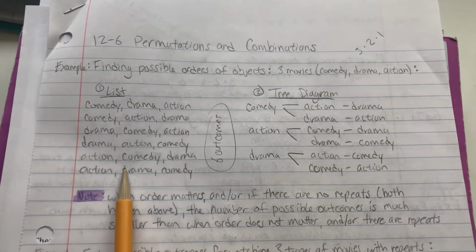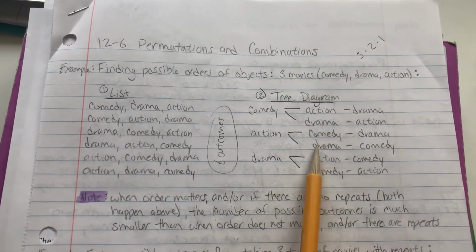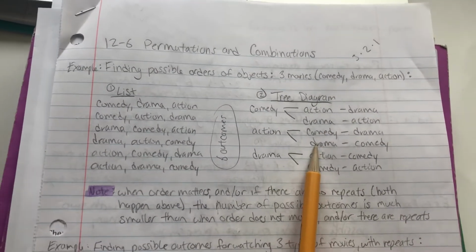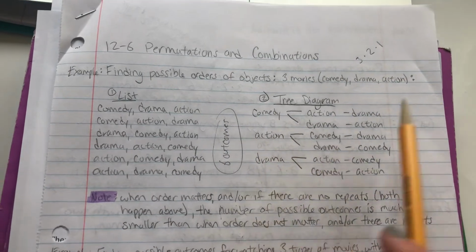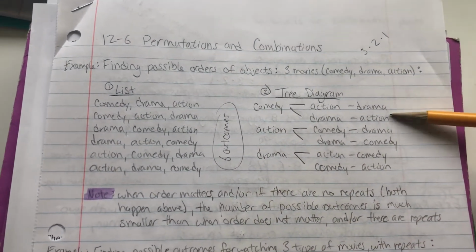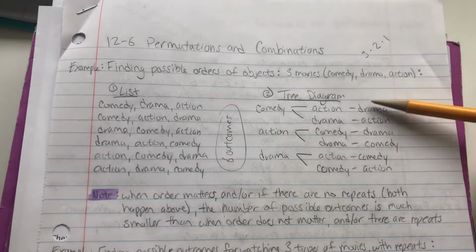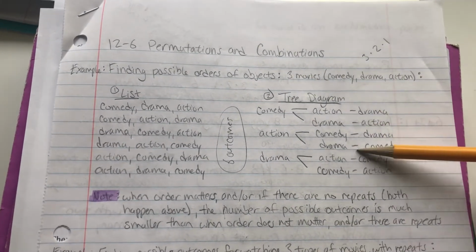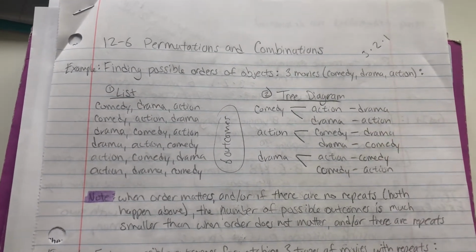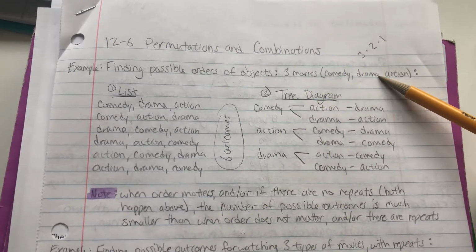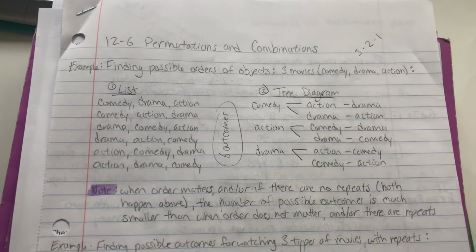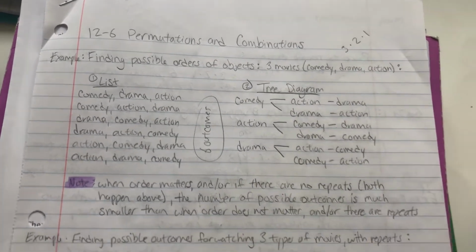So you decide to either create a list or a tree diagram, which tend to be more common if it's a math assignment. And you can create a list of outcomes here. So in our tree diagram, if we look over here to the right-hand column, we end up with 1, 2, 3, 4, 5, 6 possible outcomes of watching these 3 movies in different orders. Okay, pretty straightforward, not too many outcomes there, but I have a note here for you.